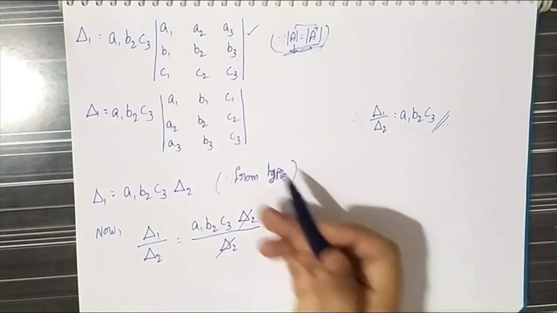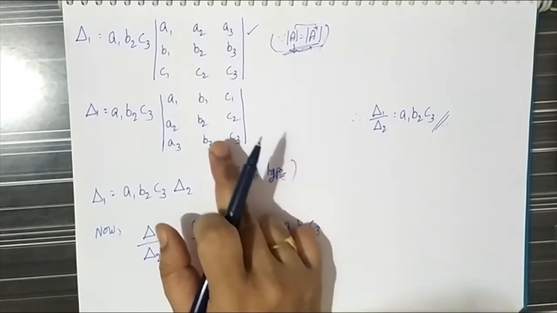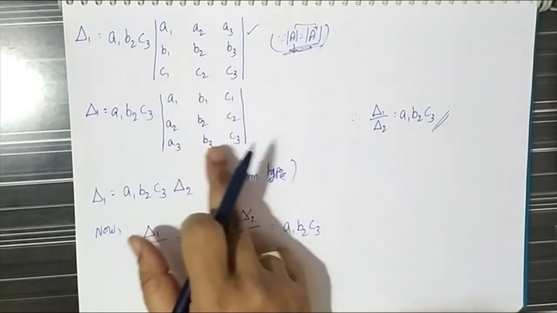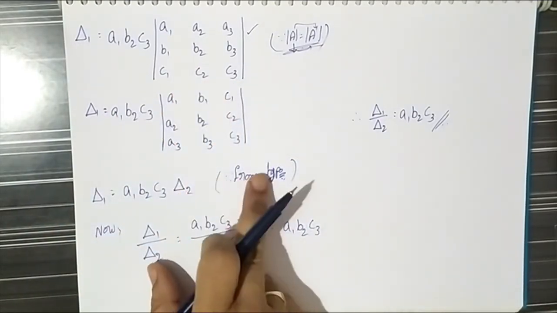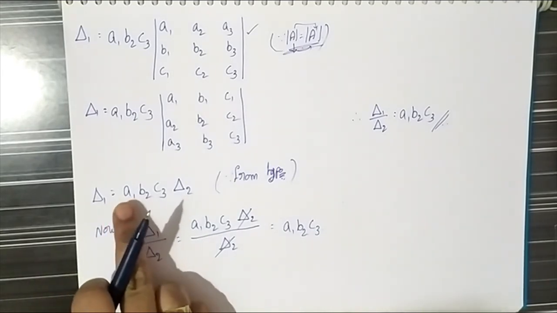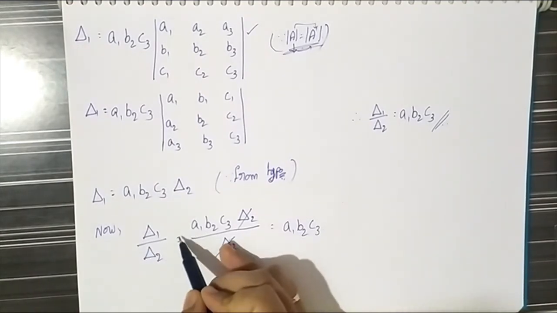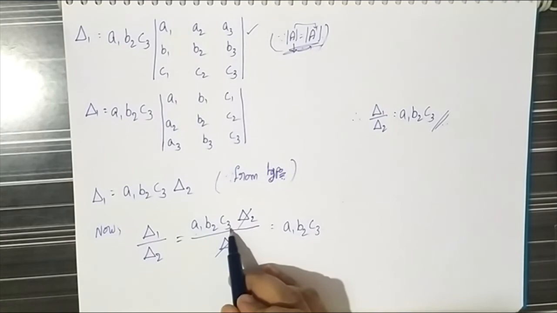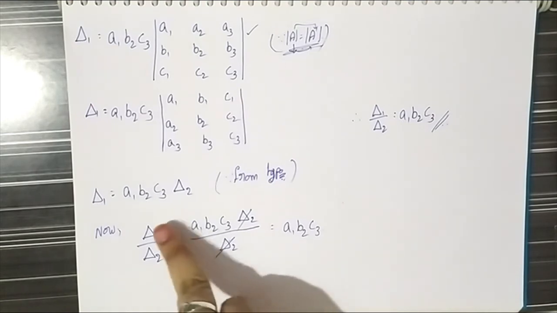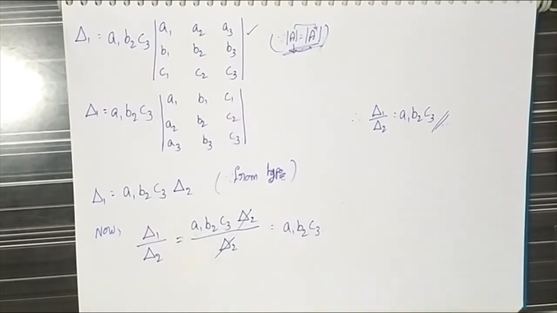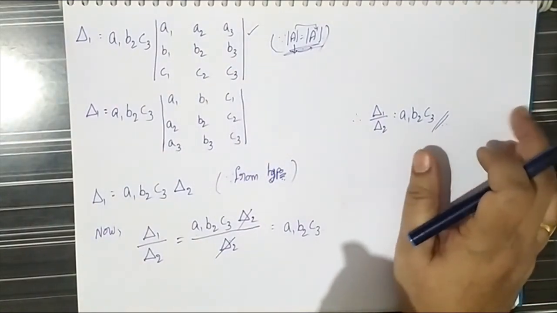By using that property, we convert this determinant into the transpose determinant, that is determinant A1 B1 C1, A2 B2 C2, A3 B3 C3. Then this value is nothing but delta 2 from the hypothesis, that is delta 1 equal to A1 B2 C3 delta 2. Now we find delta 1 by delta 2, which is A1 B2 C3 into delta 2 divided by delta 2. Delta 2 gets cancelled, so delta 1 by delta 2 value is A1 B2 C3. This is the solution of the sixth problem in section 2.